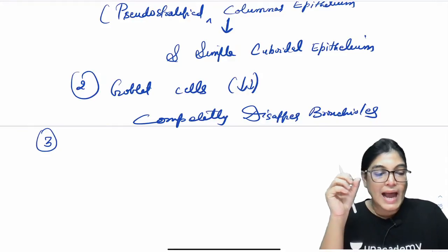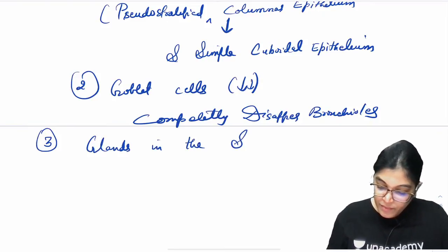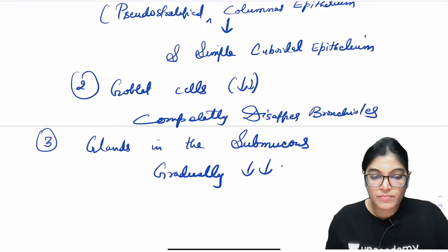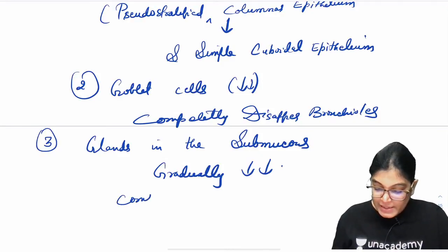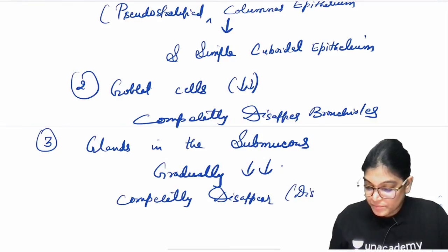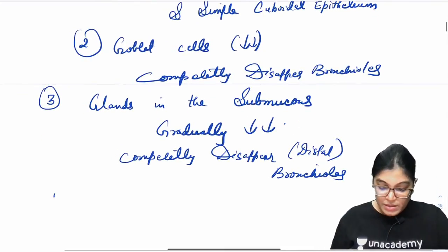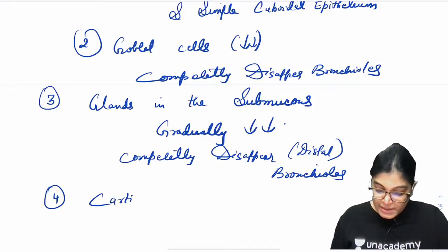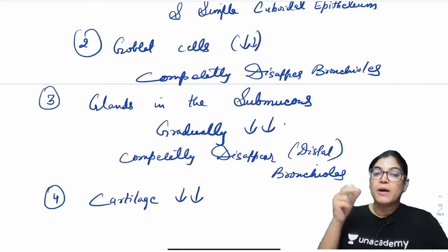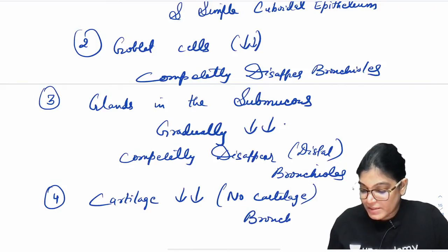Glands in the submucosa gradually decrease, and they completely disappear in the distal part of bronchioles. So, no glands in the bronchioles. Other than that, cartilage will also decrease. In the trachea there is C-shaped cartilage, in the principal bronchus there are plates of cartilage, and at the level of bronchioles, no cartilage. So, complete disappearance of cartilage in the bronchioles.